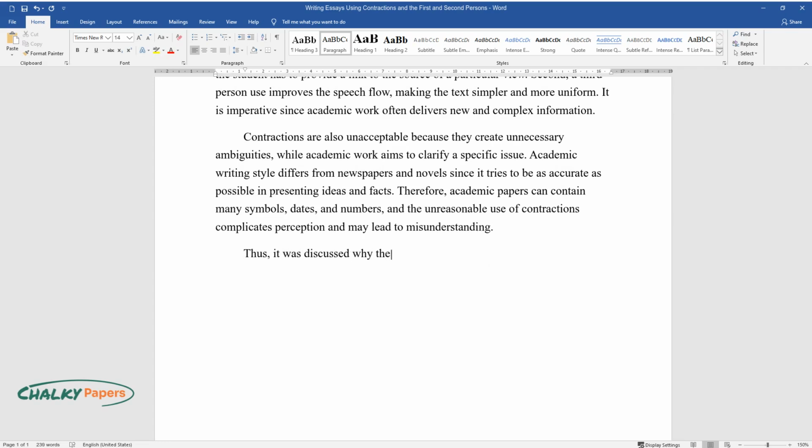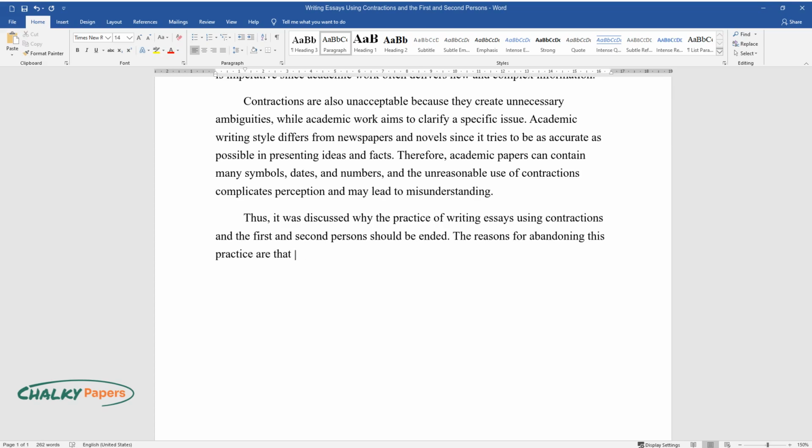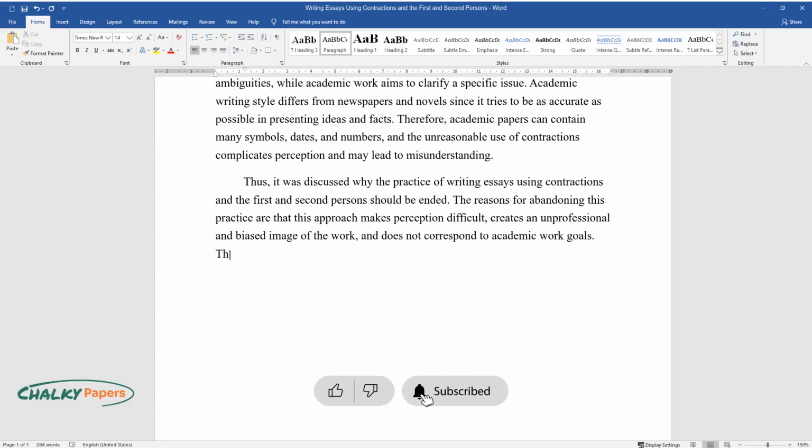Thus, it was discussed why the practice of writing essays using contractions in the first and second persons should be ended. The reasons for abandoning this practice are that this approach makes perception difficult, creates an unprofessional and biased image of the work, and does not correspond to academic work goals. Therefore, essays using contractions in the first and second persons are not recommended.